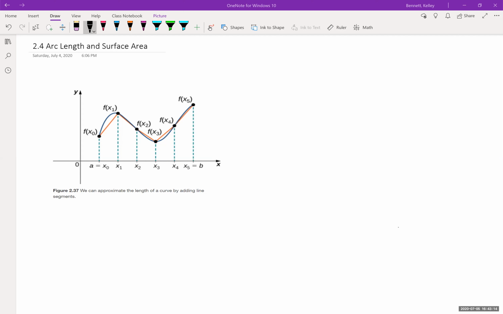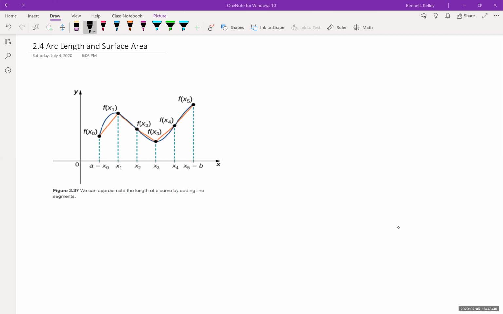So in order to get to the point where we can compute surface area for a curve revolved around a line, typically an axis, we need to determine how to get arc length. And so arc length is really just the idea of adding up these small little straight line segments. So we can see it here in this figure 2.37. You're just adding up these small little straight line segments.